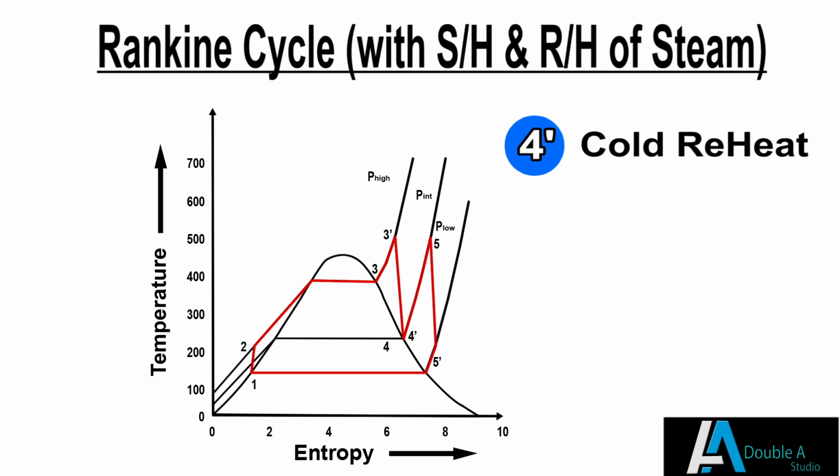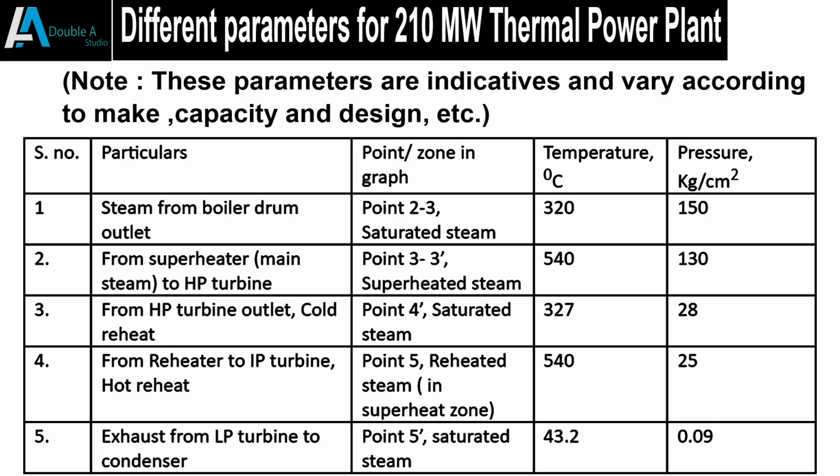In graph, point 4 dash shows cold reheat entering reheater. On heating up there, it becomes hot reheat. Point number 5 shows hot reheat coming out of the reheater and sent to IP turbine. After expansion in IP and LP turbine, temperature and pressure of steam drops to point 5 dash. Parameters for 210 megawatt are listed here to get an idea only. They vary according to design, make, etc.